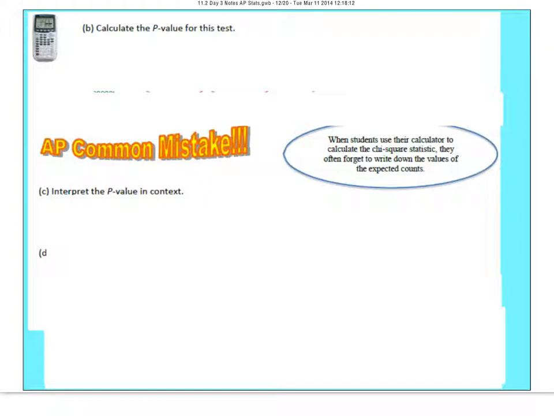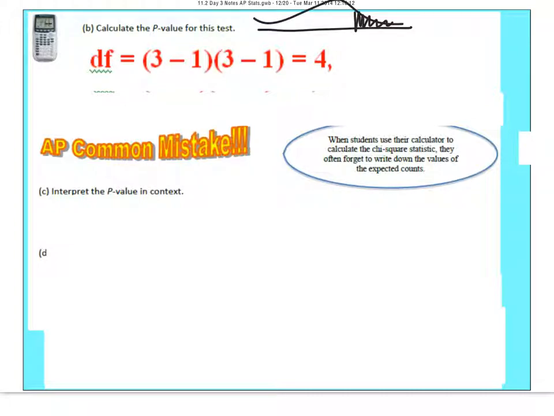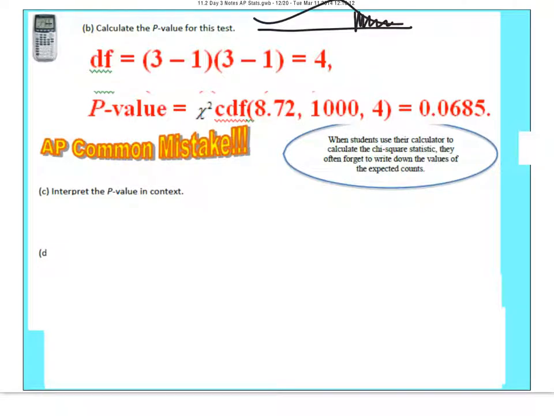We do need the degrees of freedom. Degrees of freedom is rows minus 1 times columns minus 1. So that's going to give us 4. The p-value for this, remember on chi-square how it works, it is the statistic that we have all the way to the right. So make sure you keep that straight. The p-value therefore is going to be from our 8.72 to a very large number, with 4 degrees of freedom. Our p-value is 6.85%.